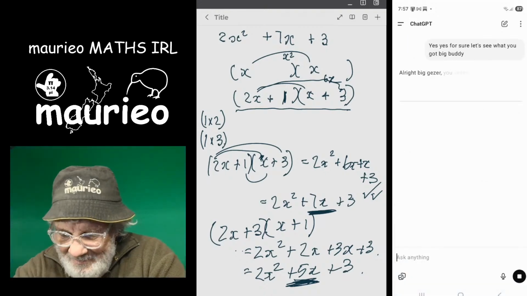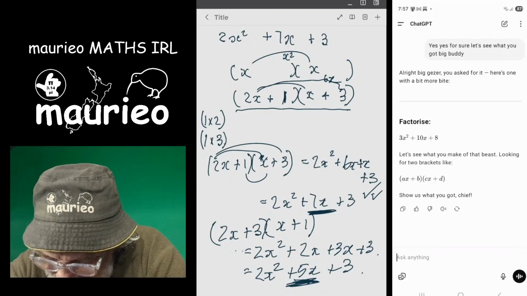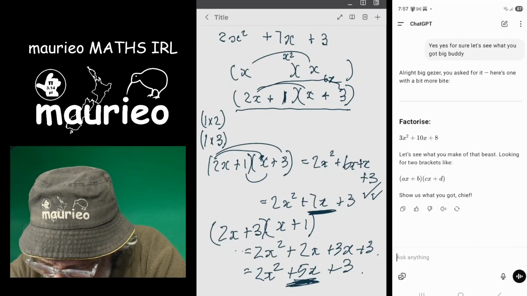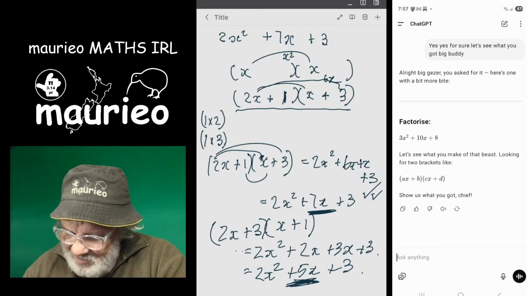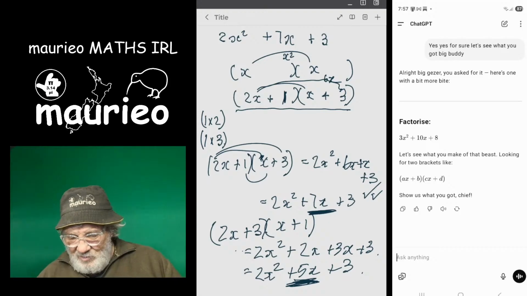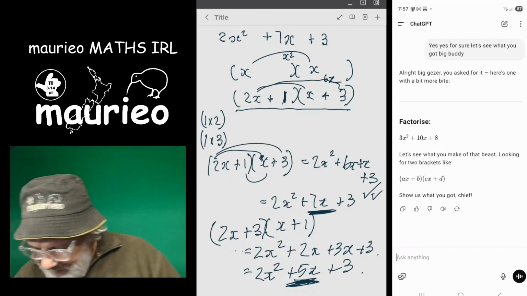There we go. All right. You asked for it. Here's one with a bit more bite. 3x squared plus 10x plus 8. Right. Let's see what we can do with that one.